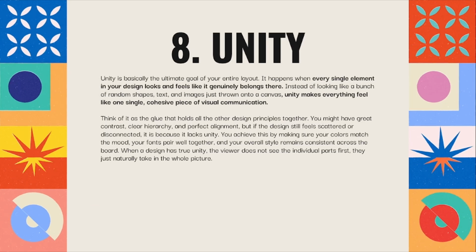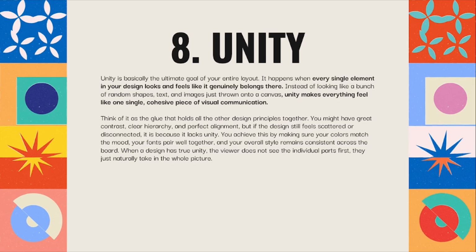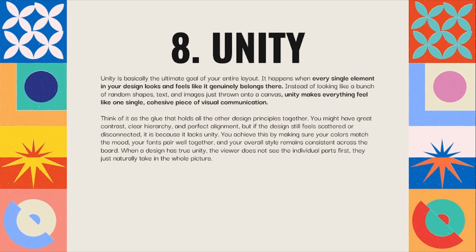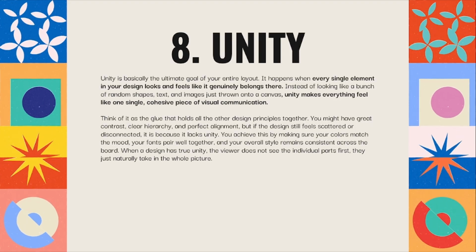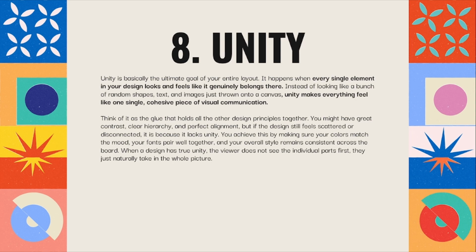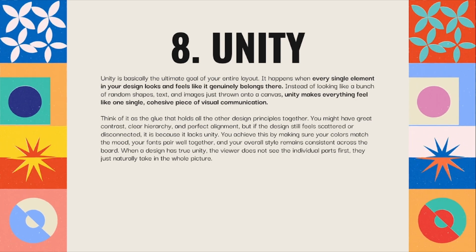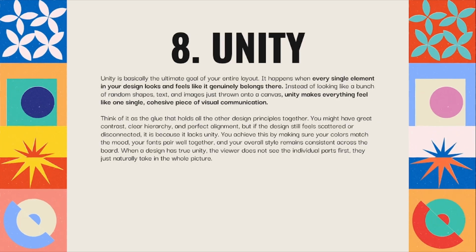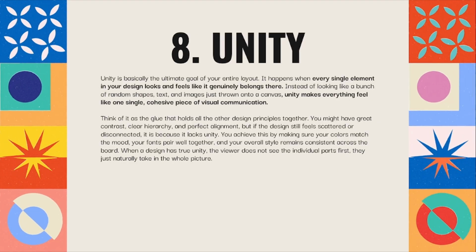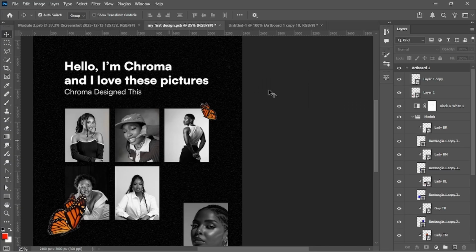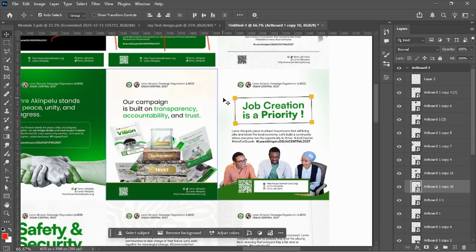The second to the last one is unity, and unity is basically the ultimate goal of your entire layout. It happens when every single element in your design looks and feels like it genuinely belongs there. And unity is very close to simplicity. The principle of simplicity is that you remove unnecessary things from your design. And basically what unity is telling us is every single thing in your final design should look like it belongs there. You should not have things that are unnecessary.